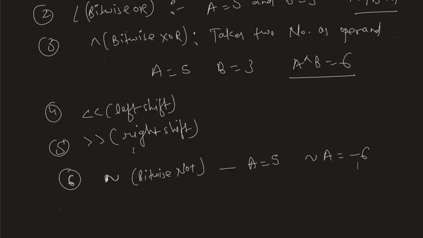The left shift and right shift operators are equivalent to multiplication and division by 2 respectively. The AND operator can be used to quickly check if a number is odd or even. The value of the expression x AND 1 would be non-zero only if x is odd, otherwise the value would be 0. So this is the basics of bitwise operators.